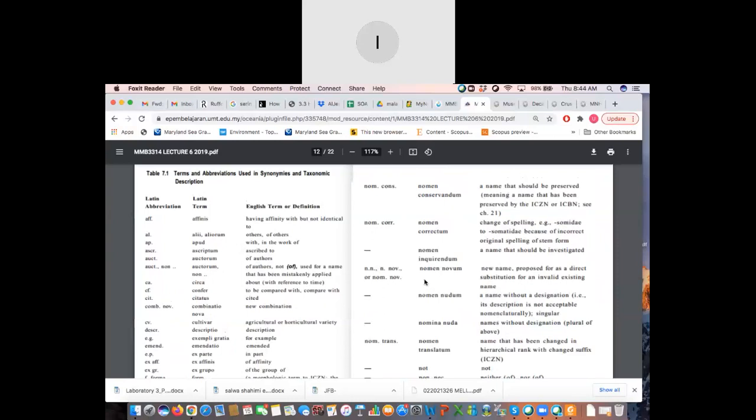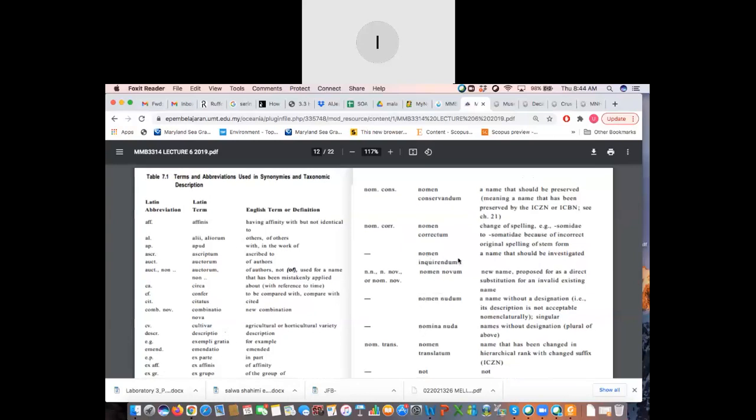Okay, and then some of you might see these terms: nomen conservandum, nomen correctum, nomen inquirendum, and nomen nudum. Okay, nomen nudum sometimes is a name without a description. This has happened a lot, where a lot of the authors back in the 1800s, 1700s have just written new species names, but without the type, without the species sometimes. So that's what you mean by a new name. It's naked because it's not equipped with all of the other descriptions and the type of the species. So sometimes it's confusing. We do not know what it is.